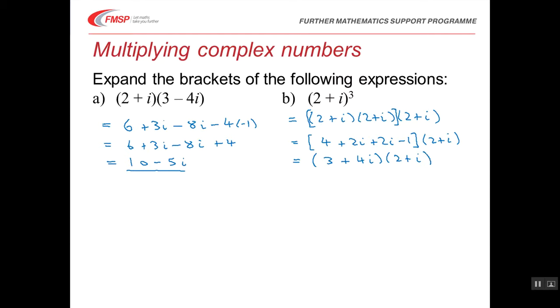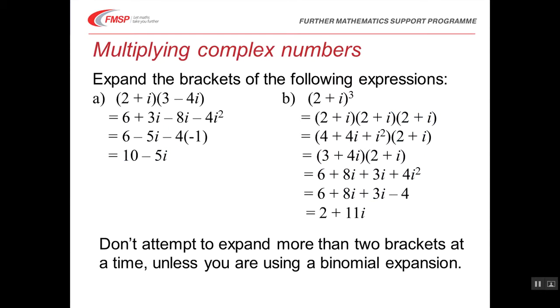And then we're ready to do the final multiplication. There's 2 times 3 is 6, 4i times 2 is 8i, 3 times i is 3i, and 4i squared is 4 times minus 1, which is minus 4. And collecting the real and imaginary parts together, the real parts give 2 and the imaginary parts give 11i. Don't attempt to expand more than 3 brackets at a time unless you're going to apply a binomial expansion.